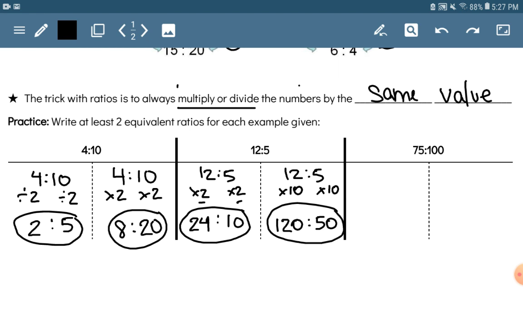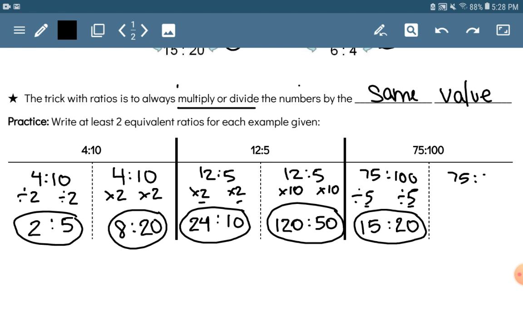In my last example, I have 75 to 100. And I'm going to start by thinking what I can divide them both by. I notice that they either end in 5 or 0, and any number that ends in a 5 or 0 is divisible by 5. So I'm going to divide by 5 on both sides. 75 divided by 5 gives me 15, and 100 divided by 5 gives me 20. Therefore, 15 to 20 is an equivalent ratio. Again, the key being that I'm dividing by the same number on both sides there.